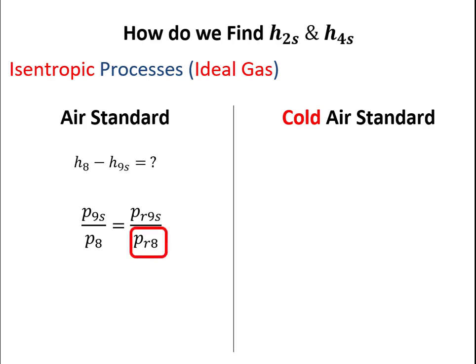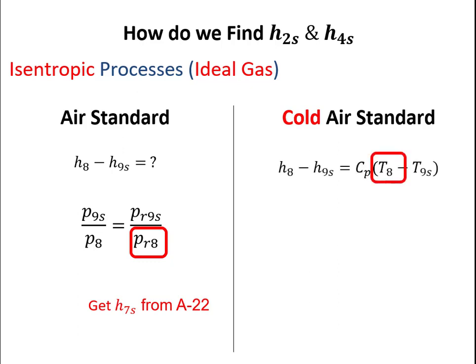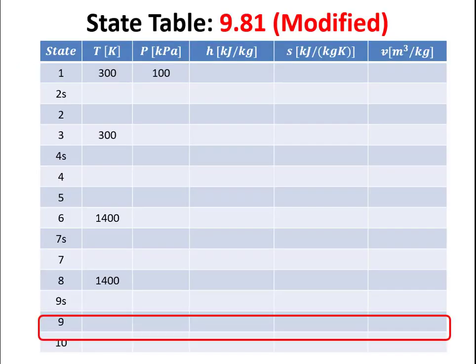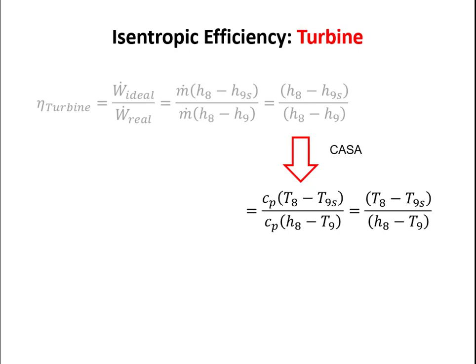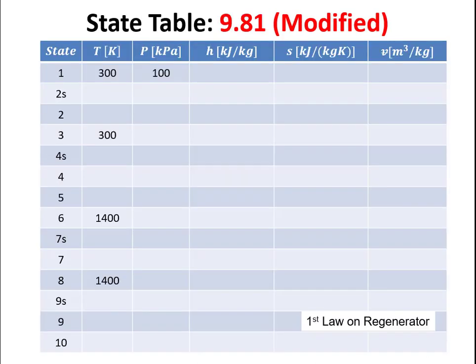Again, I can find PR8 because I know everything else in this problem. Or here I know PR8, so actually I'm solving for PR9. And then I can get delta H. So again, I know T8, so I would be solving for T9s here. And then I would find 9s from this equation with k in the exponent. As I move from 9s to 9, I'm going to use my turbine efficiency if it's given. And again, the only things that I don't know here are the real outlet specific enthalpy, if I'm looking at variable specific heat, or the real outlet temperature, if I'm looking at constant specific heat.